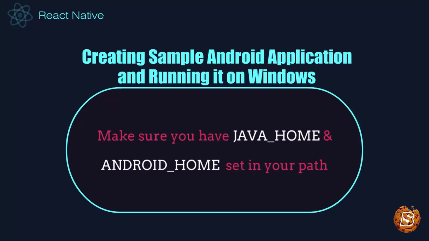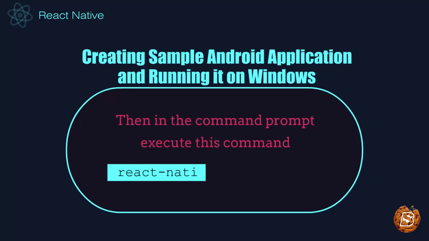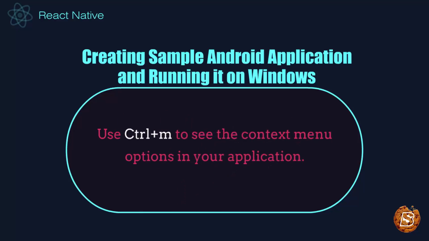Next, you must have your Java home defined and Android home defined in your path. And once the application has been created using the React Native init command, you also need to open that project in Android Studio. After that, you need to run a React Native run Android command in your command prompt, and once this executes properly without any error, in the application that we will be showing you, you can make use of Ctrl+M to see the context menu options in your application.